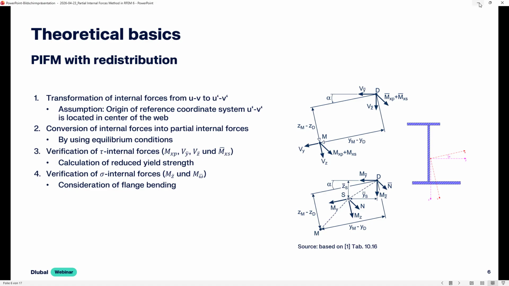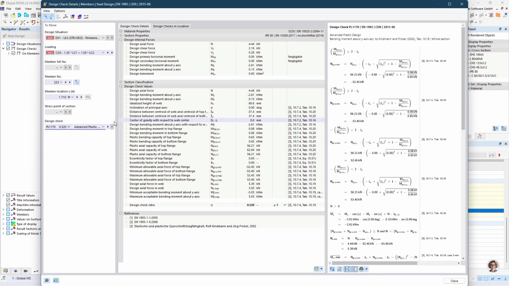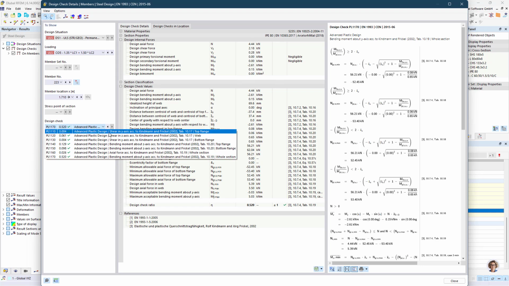And you will see this here. First of all, we have these shear design checks for the top flange, for the web, and for the bottom flange. Then we have the normal stress design check, which is only performed for the top flange and the bottom flange. And in this case, it's called bending moment, because here we only consider the internal forces that lead to a bending moment in these 2 flanges.